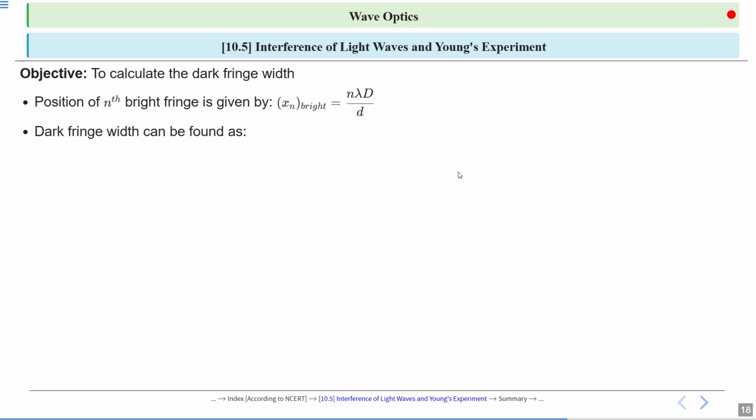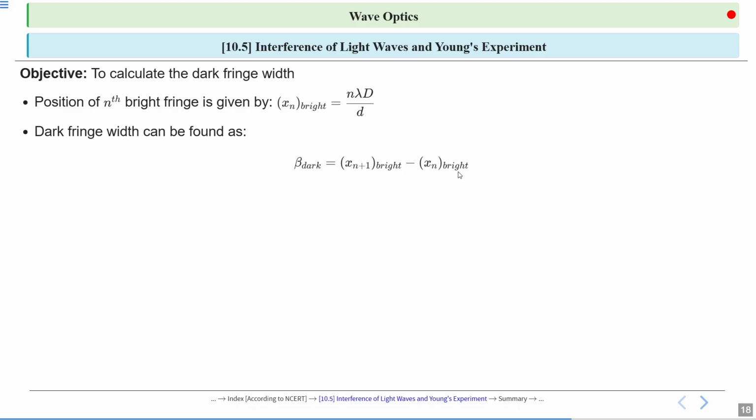So let's move on to finding the width of the dark fringe. This is an important step because it helps us understand the spacing between the dark and bright fringes in the interference pattern. Dark fringe width beta dark can be calculated using the difference between the positions of consecutive bright fringes. So beta dark is equal to x n plus 1 bright minus x n bright, the positions of two bright fringes, one after another. This shows that the dark fringe width is essentially the gap between two bright fringes.